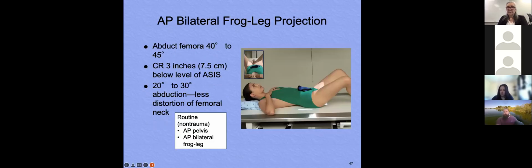Now this is something called a frog leg or axiolateral. I like to call them frog legs. This right here is a lead shield for the gonads. I hate using these because when people use them, they misuse them. When you do a pelvis, you really do need to include the sacrum on the image.